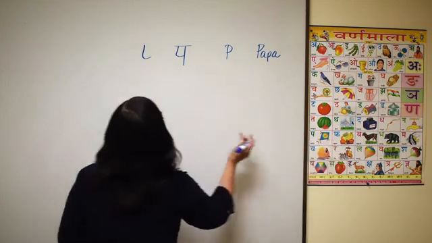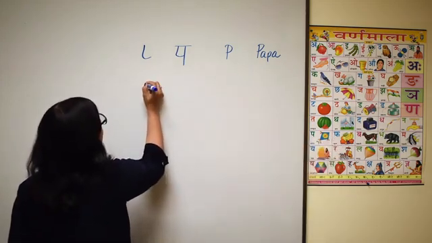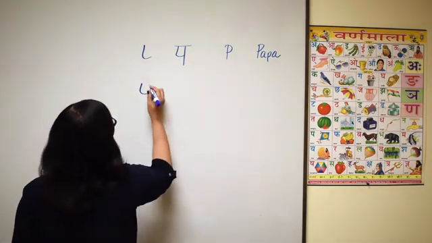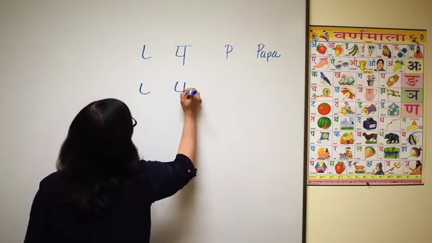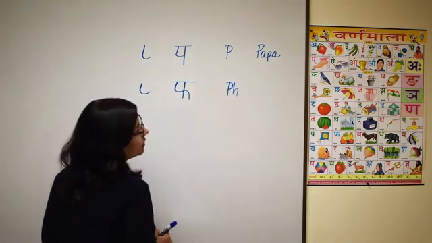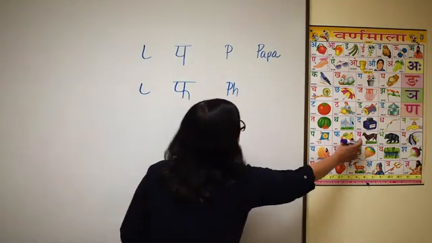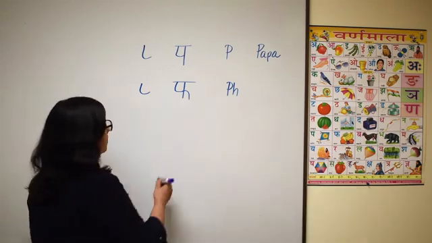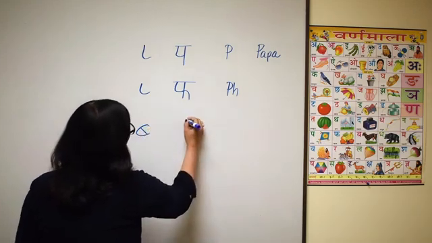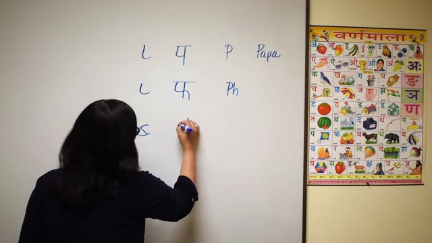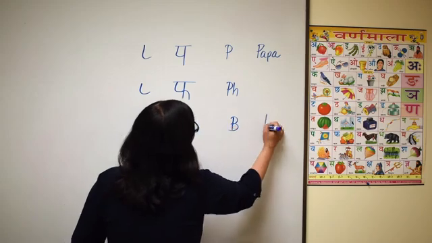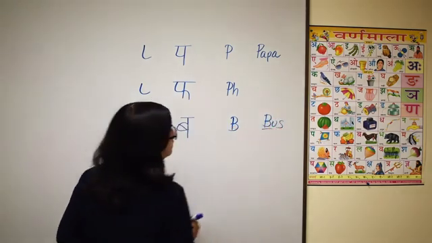And next up is pha. Okay, so that's the aspirated version of that. Okay, so again, we go like this, pha. Okay, the next one is ba. That's our B. Okay, so we make this with the line. Or you can draw like this. Okay, that's our B. B as in bus.